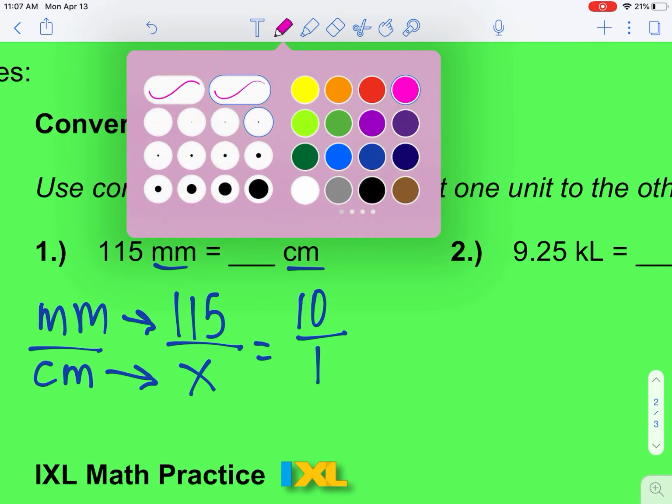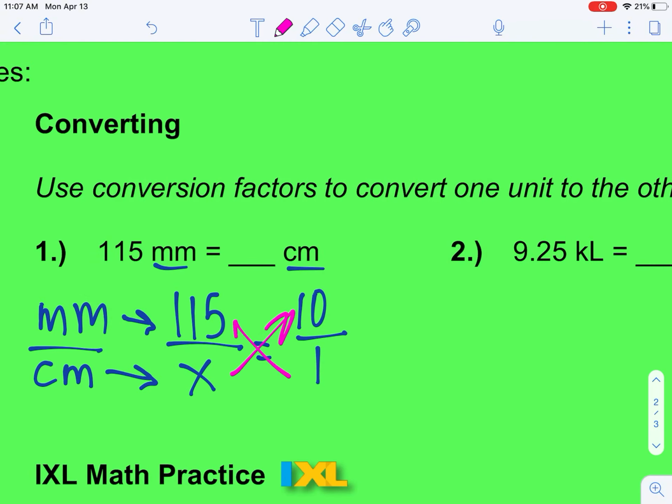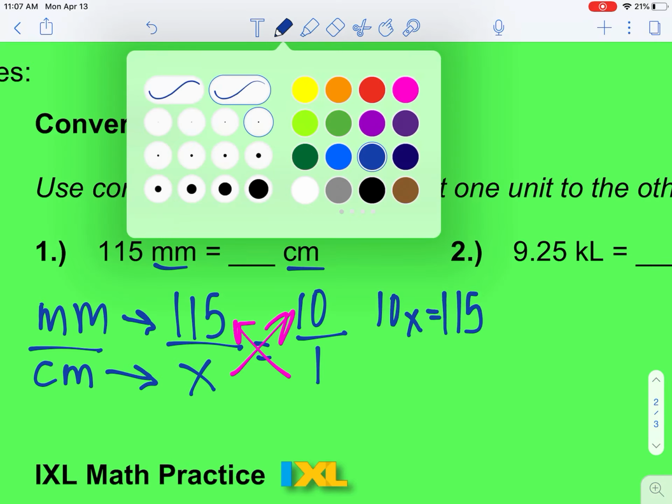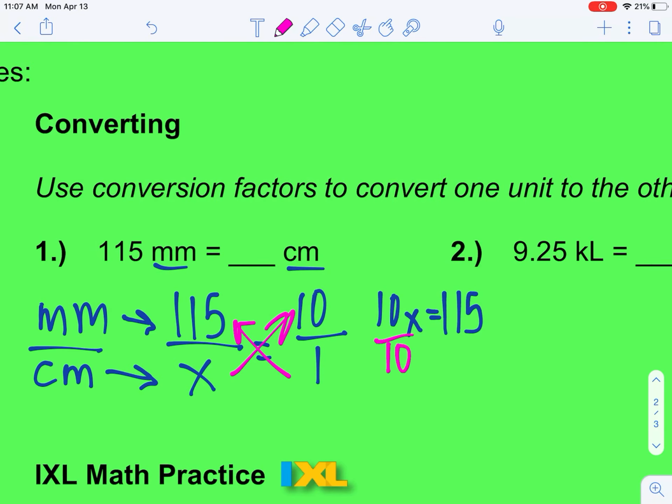Now I can go ahead and cross multiply. X times 10 is 10x, and 1 times 115 is 115. Now I need to get rid of that 10, so I'm going to divide by 10 on both sides. Those cancel out, and x equals 11 and a half centimeters.